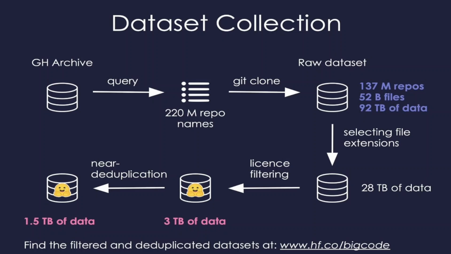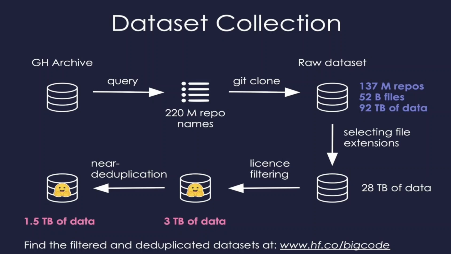They cloned these using a distributed computer cluster for a couple of months, and they got around 137 million repos. They could not clone all the repos as some were made private or deleted. These 137 million repos contain 52 billion files, which is 92 TB of data. In this, they did not store binary files like APK, PNG, JPG, as they cannot be used for pre-training.